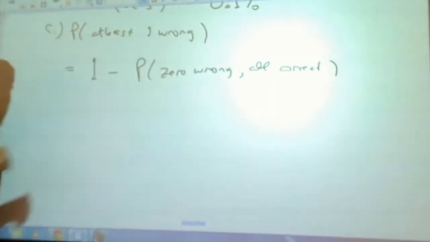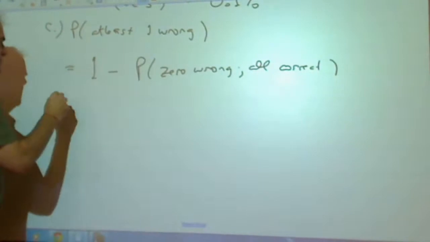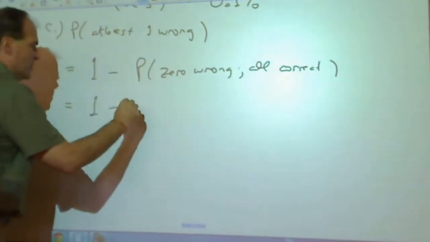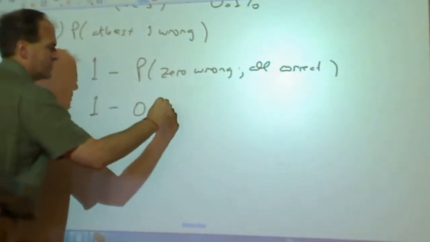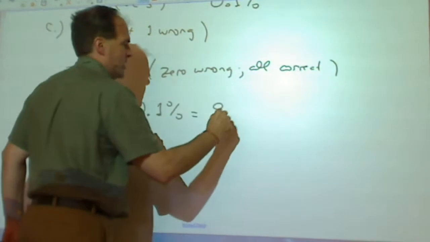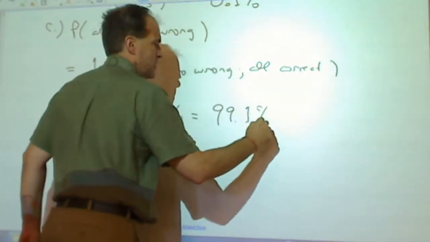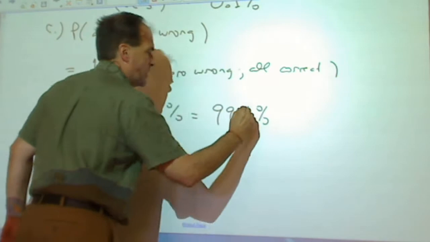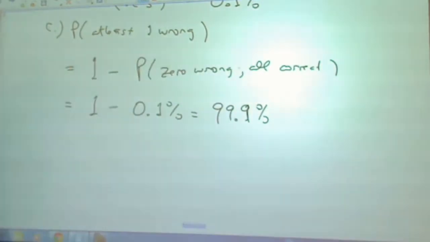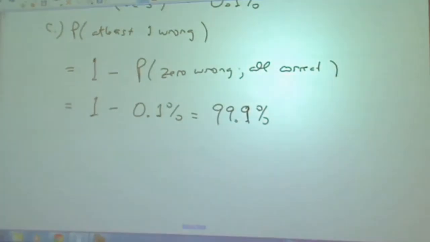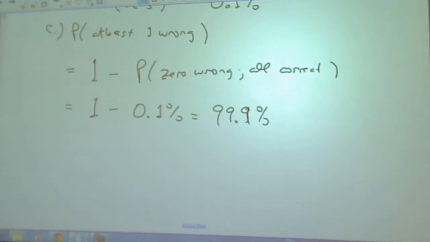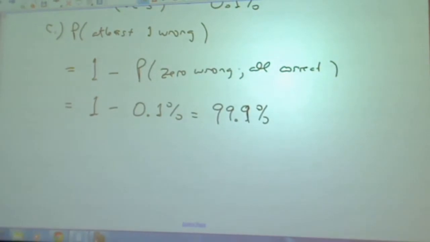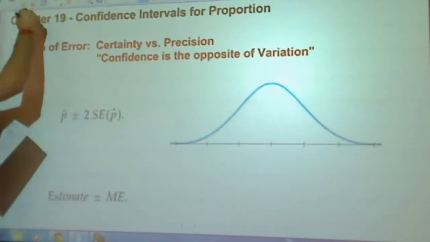Which you've already calculated, the all correct. So this is 1 minus the 0.1%, or 99.9%, sorry. Is this making sense? Yes. Okay. How about number 2?